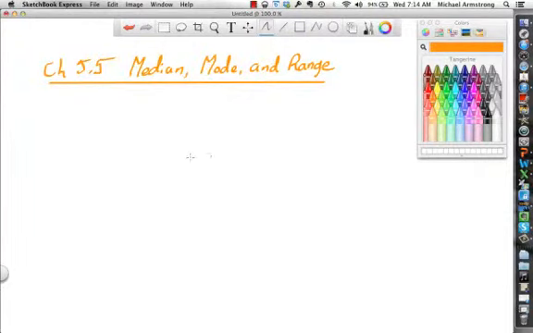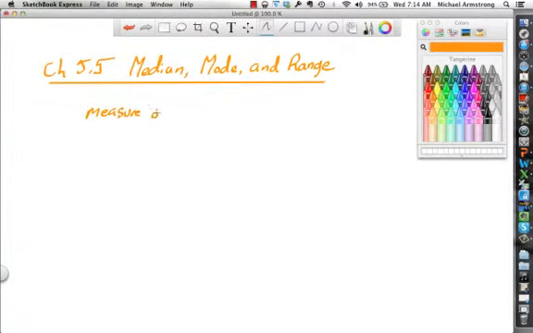Okay, chapter 5.5 is on median, mode, and range. This is more ways to interpret the data. We could have lots of information coming to us and we've got to figure it out. Now, they give us something that I hadn't heard of before, and they're calling it the measure of central tendency.